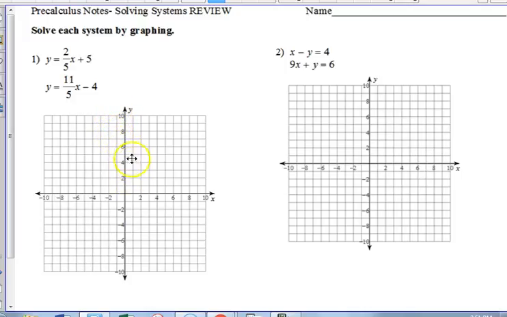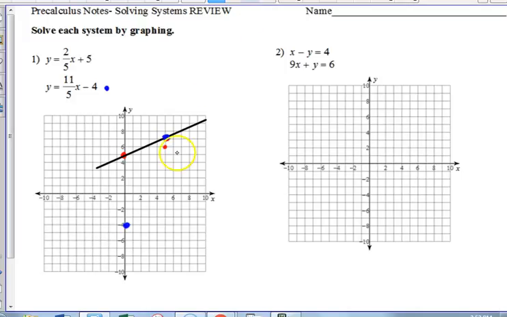Can you handle that? I can't with my bifocals, but this one starts at 5 and goes up 2 and over 5. This graph paper is so tiny for me. Yep, see, that wasn't even up 2. Okay, I think it's that one. Okay, then this one down here, I'll do in blue. Starts down at -4, goes up 11 and over 5.